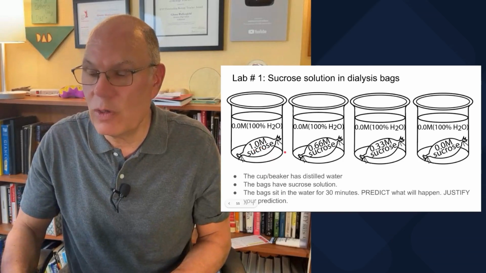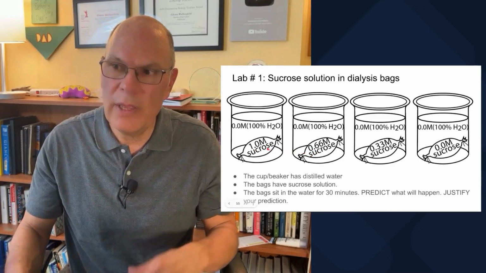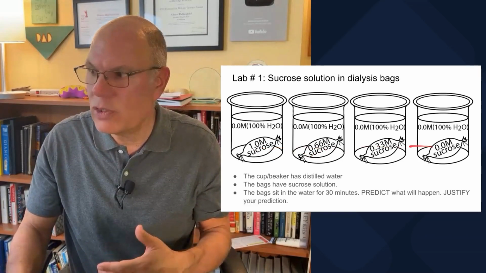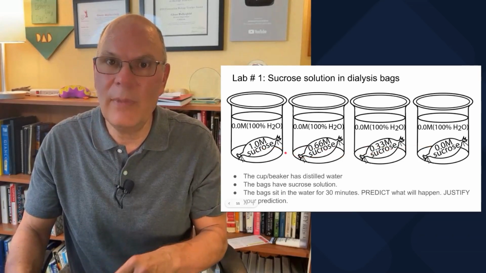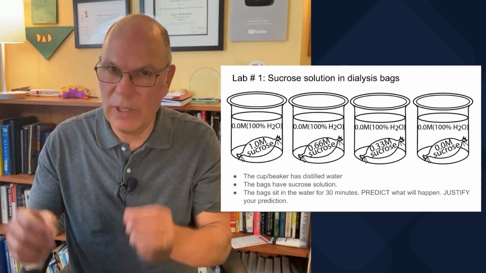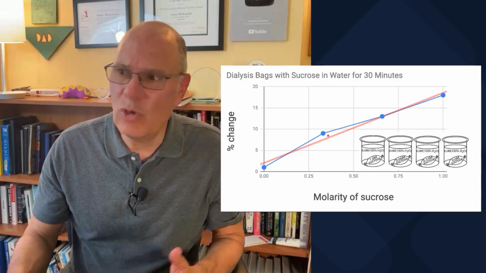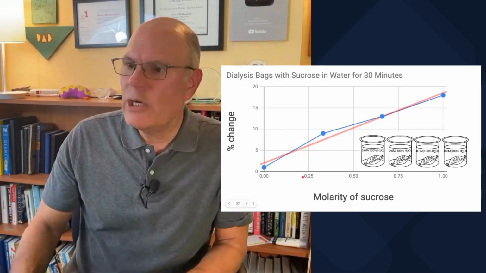The bags have sucrose solution, and what you do is you place all of these bags with varying molarity of sucrose solution into the water at the same time. You let them sit for about 30 minutes. You place them all in the water and predict what'll happen. When you graph this data, here's what you'll find.